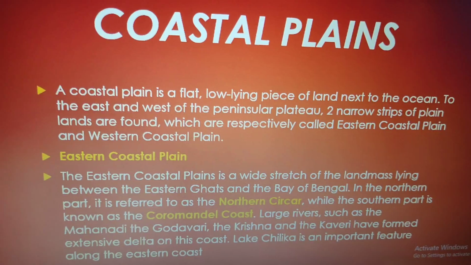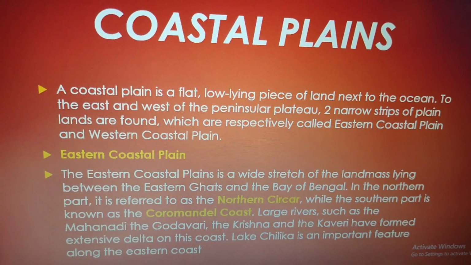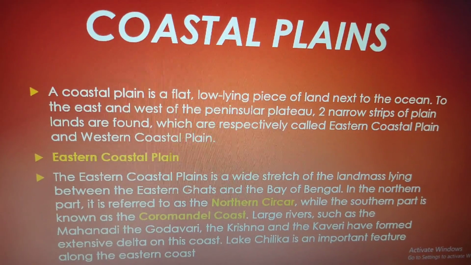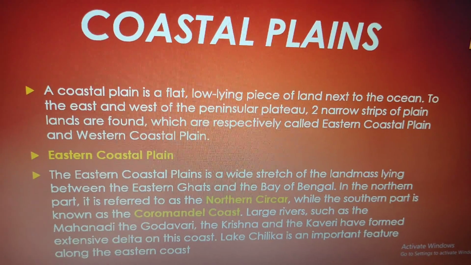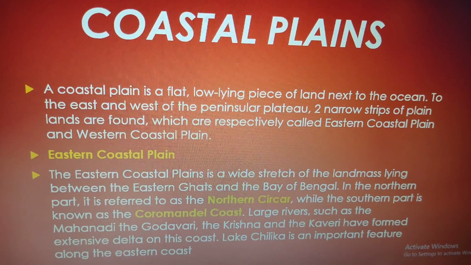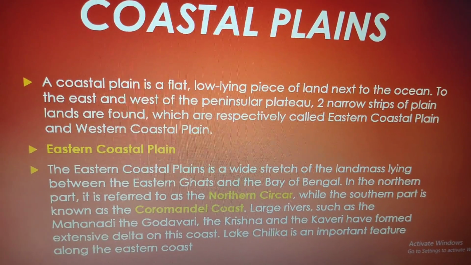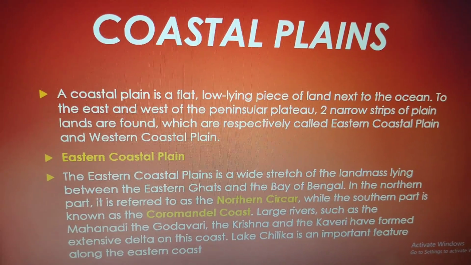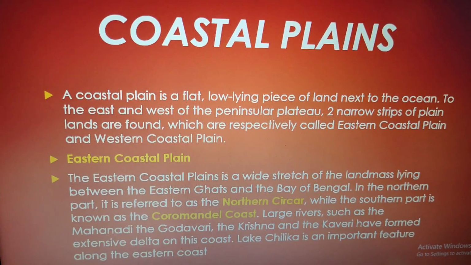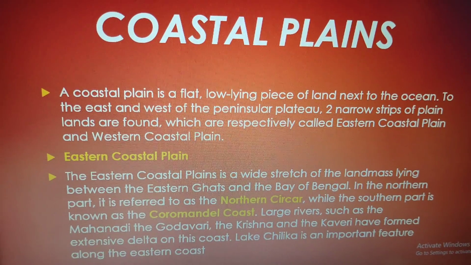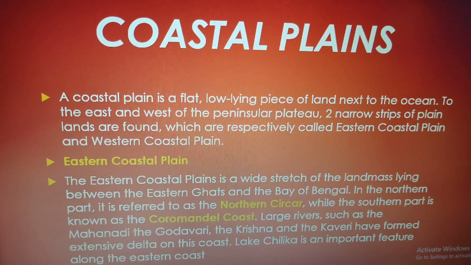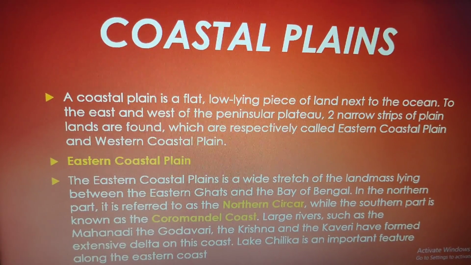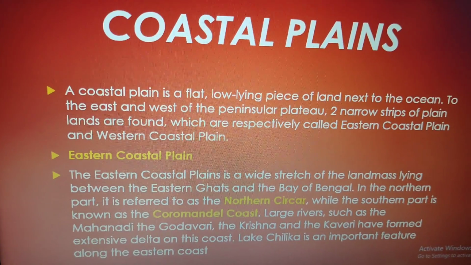Now, what is a delta? A delta is a wetland area, which is formed by the deposition of all the sediments carried by major rivers. And the major rivers we are talking about here are the Mahanadi, the Godavari, the Krishna and the Kaveri. Lake Chilika is an important feature along the eastern coast.